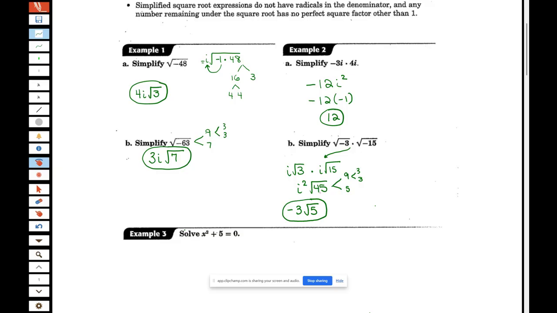If we do this another way and multiply the radicals together first, we get square root of 45, because the negative times the negative makes a positive. And then if we look at 9 and 5 and 3 and 3, we get 3 root 5. So the question is, which one of these answers is correct?